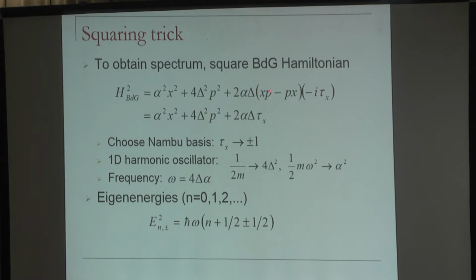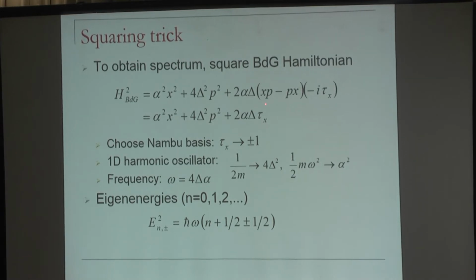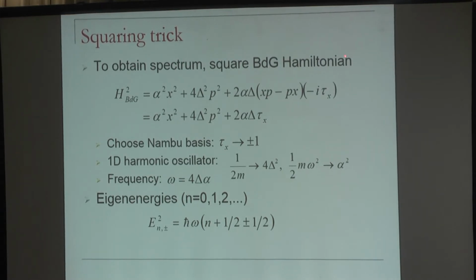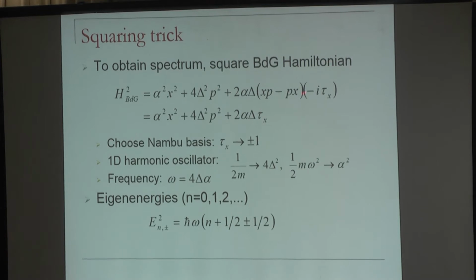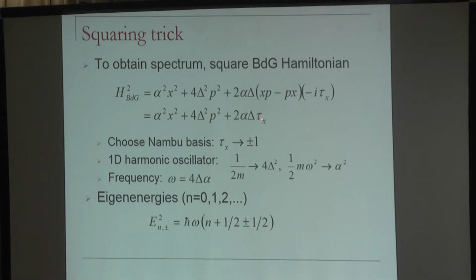And because x and p don't commute, there is a contribution. In fact, x and p have the commutator i, I'm putting h bar to 1. So you have i times minus i, which is just 1, so you have tau x sitting here. So that's the Hamiltonian squared. And now you see that tau x is actually a conserved quantity.